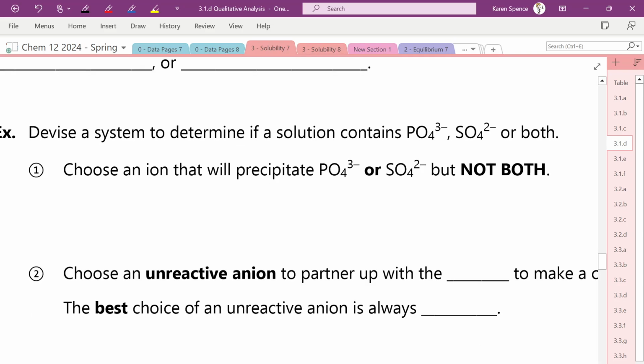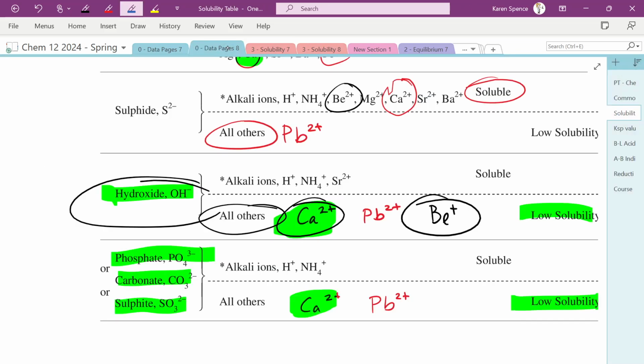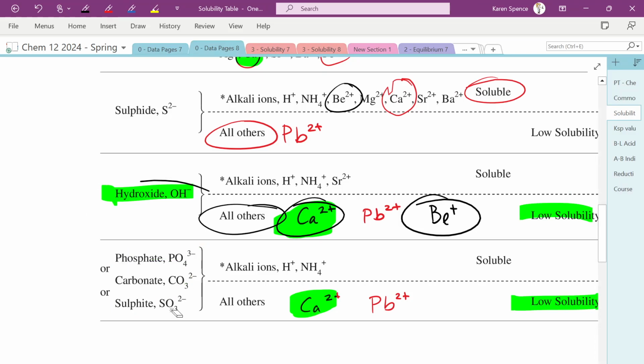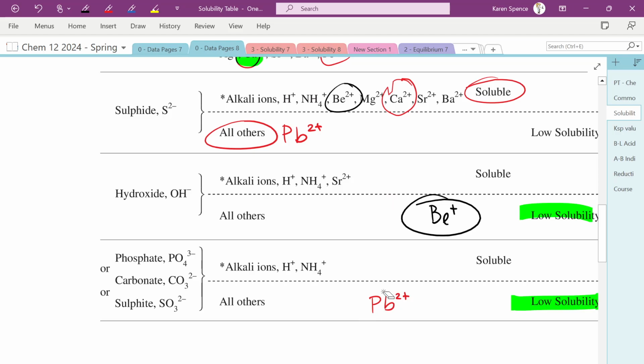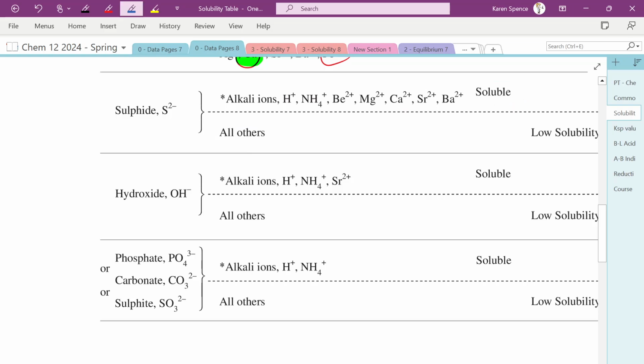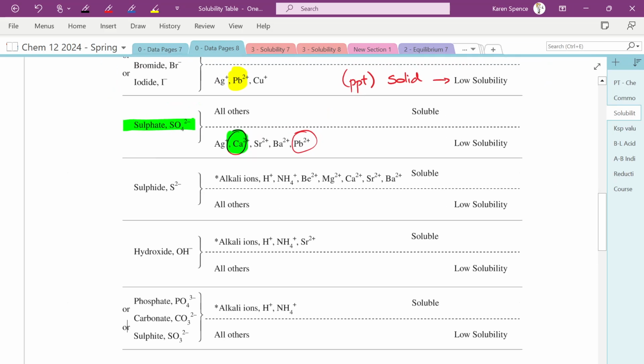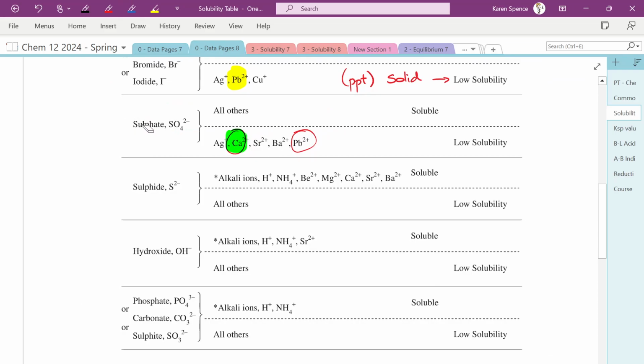We're going to actually do this one together because it gets a little complicated. We have either phosphate or sulfate or both. So I would like you to see if you can find an ion that will precipitate only phosphate or only sulfate, but not both. It's a little trickier for this one. See if you can do it.